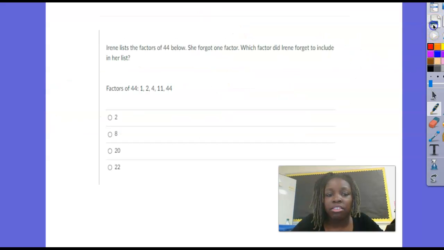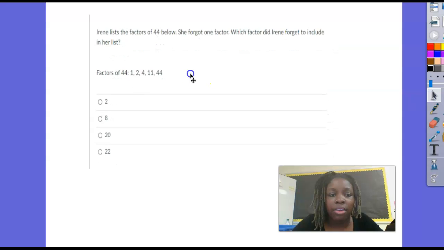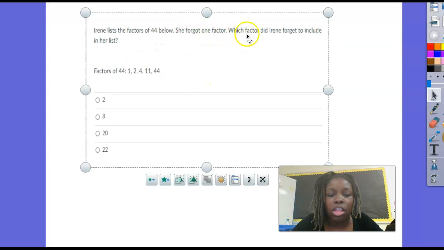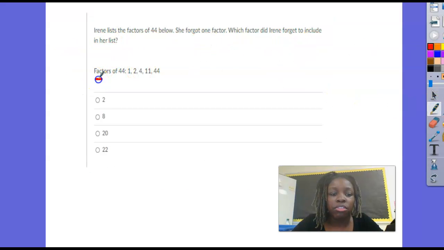All right, so let's look at this problem. It says, Irene lists the factors of 44 below. She forgot a factor. Which factor did Irene forget to include in her list? So these are the factors of 44. And you see how it's in order from least to greatest. But we're going to write it as well.